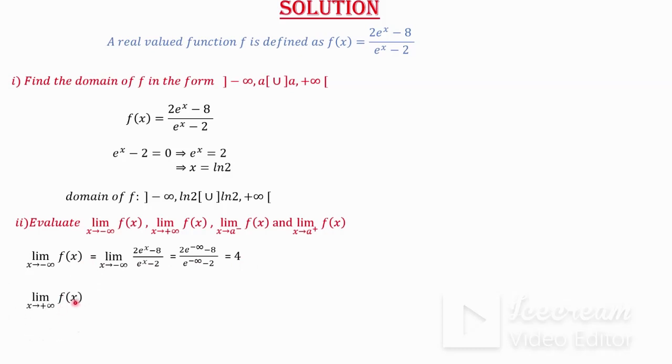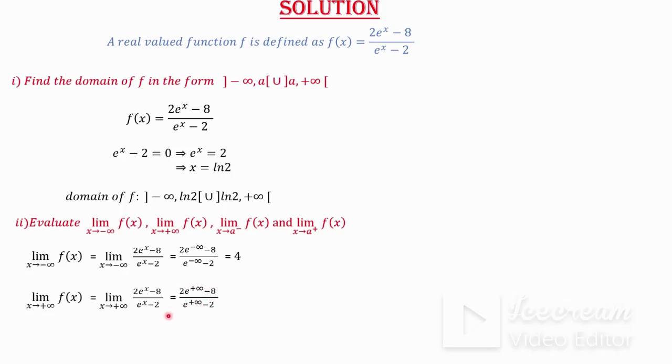Let us then get the limit of f of x as x tends to positive infinity. The limit of f of x as x tends to positive infinity is simply the limit of 2 exponential of x minus 8 divided by exponential of x minus 2 as x tends to positive infinity. So replacing everywhere we see x with positive infinity, we get 2 exponential positive infinity minus 8 divided by exponential positive infinity minus 2. In the numerator we are going to obtain what? 2 exponential of positive infinity gives us positive infinity. Positive infinity times 2 gives us positive infinity, and infinity minus 8 will still give us infinity. So in the numerator we are going to obtain infinity.